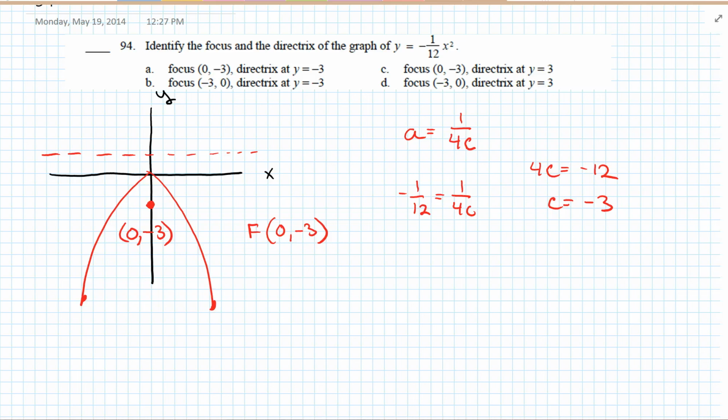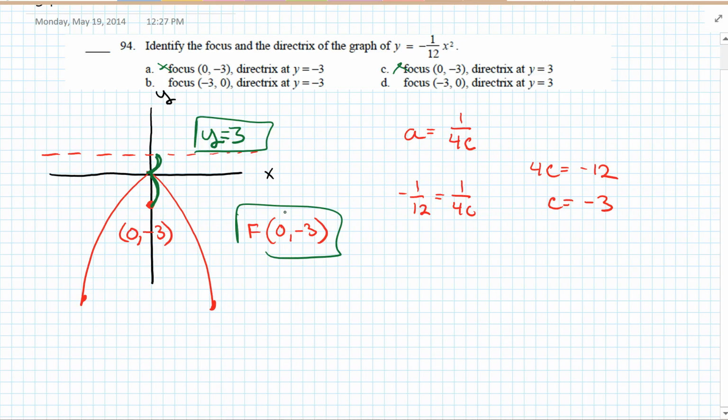Our directrix is equidistant. So if I went 3 units down from the vertex, I'd have to go 3 units up. And since that's a horizontal line, the equation of that line would be y equals 3. So I have a focus at 0, negative 3, so possibly a or c, and my directrix is y equals 3. So the answer would be C.